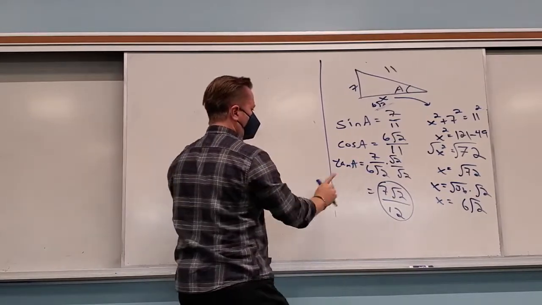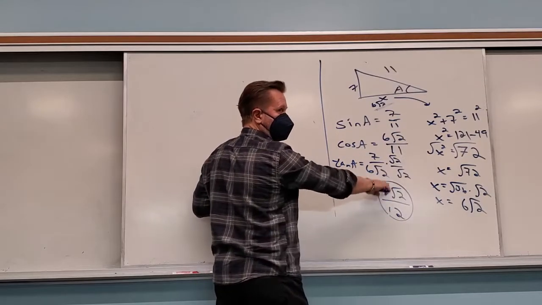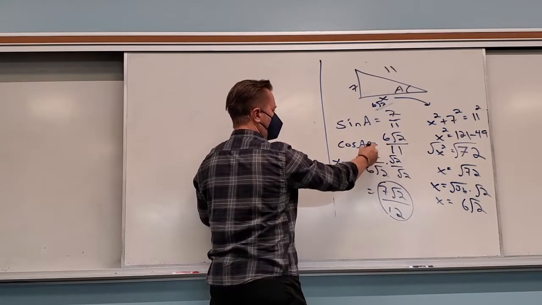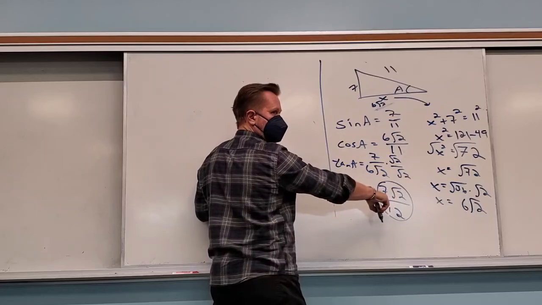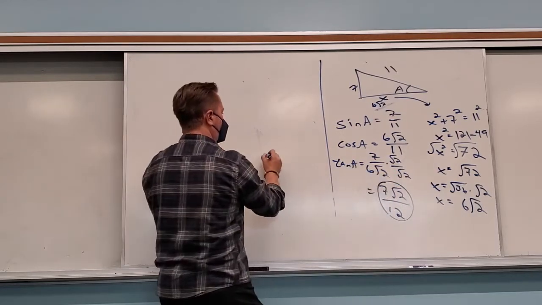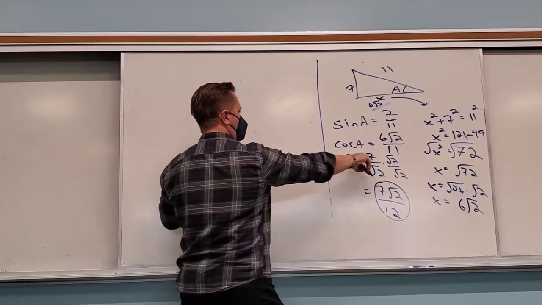So I could, if I was crazy, flip this and have to rationalize again. Or that is what tangent is. I just changed it around, right? I just made it look different. So it's cotangent. Isn't it just flip this?